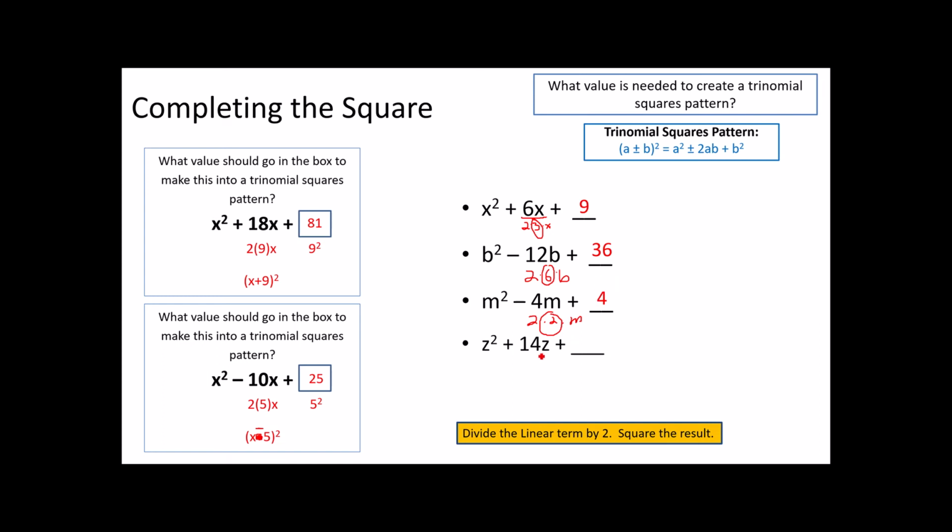How about this one? This is 2 times 7 times z. That means the last number is going to be that 7 squared or 49. And the last one, 2 times 10 times b, which means that last number needs to be 10 squared, which is 100. How do you feel about that?